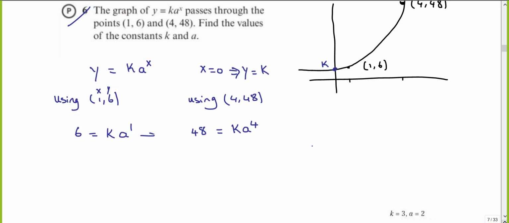We have two equations now. How can you solve the equations? This is the smart thing about how to solve the two equations here, number 1 and number 2, to get a and to get k. Listen, when the two variables are multiplied, here it's k times a, and here k times a power 4, they are multiplied. K and a are multiplied. When the two variables are multiplied, always think of division. Always think of division.